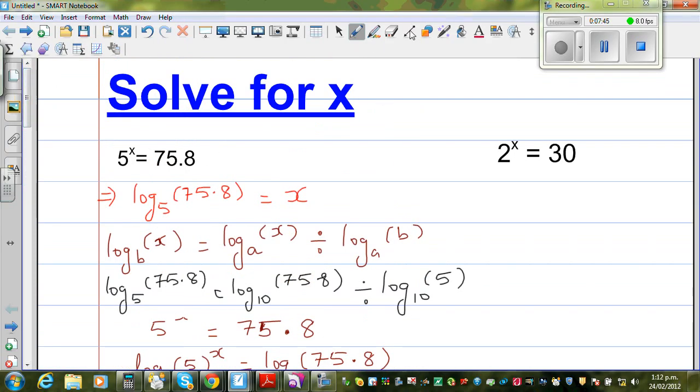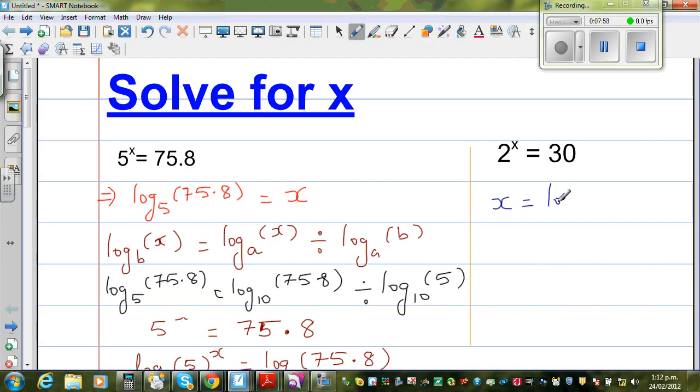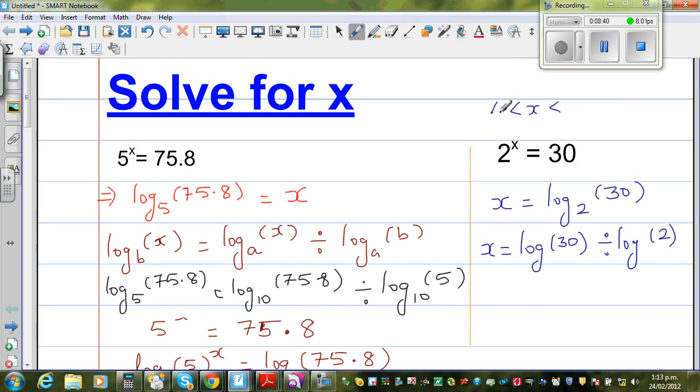Now let us do this in one step. We can do this smartly. So here, I'm going to write this in log form. So writing this in log form, can I say x is equal to log base 2 of 30. So this is directly from the exponent form to the log form. So x is equal to log base 10 of 30 divided by log base 10 of 2. Now before we get the answer, I can say that x should be between 4 and 5, because 2 to the power 3 is 8, 2 to the power 5 is 32, and 2 to the power 4 is 16.